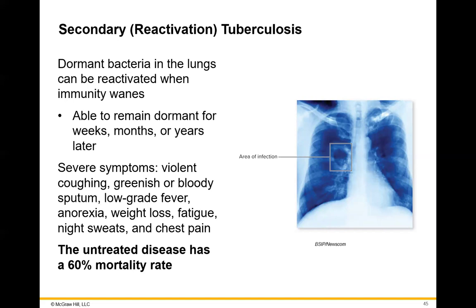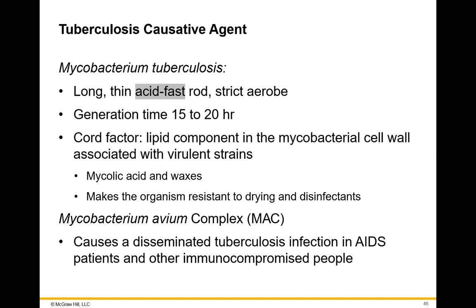The green is usually from blood cells being broken down, that hemoglobin breakdown. Low-grade fever can be associated with this. Anorexia, you just don't want to eat anymore. Your body is focusing on other things. Weight loss is associated with that. Fatigue, night sweats, and of course, chest pain. If you don't treat this, it's a 60% mortality rate, but we do have antibiotics available for that.